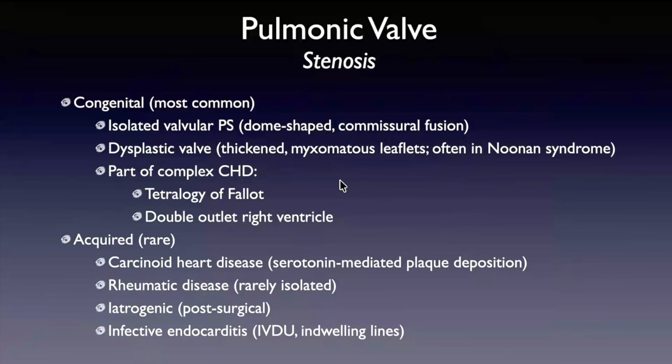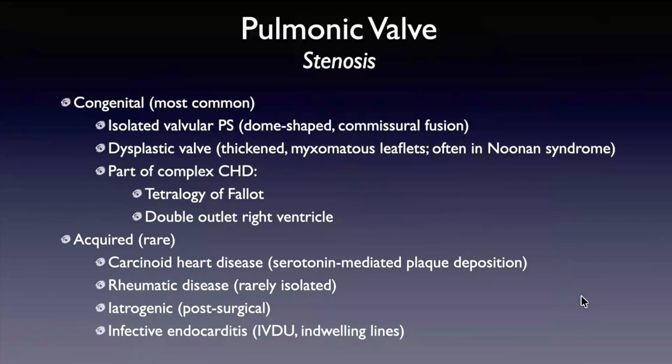The valve could be dysplastic, could be thickened, almost myxomatous-like, often seen in Noonan syndrome, which Mike mentioned last week, or it could be part of a complex congenital heart disease realm, such as tetralogy of Fallot, double outlet right ventricle, which I'm not going to get into today. I'm not a congenital echocardiographer, and I wouldn't want to speak to that.